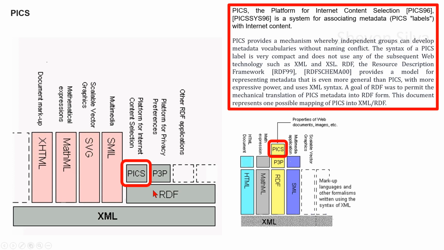RDF, the Resource Description Framework, RDF 99, RDF Schema 00, provide a label for representing metadata that is even more general than PICS, with more expressive power, and uses XML syntax. The goal of RDF was to permit the mechanical translation of PICS metadata into RDF form. This document represents one possible mapping of PICS into XML RDF.